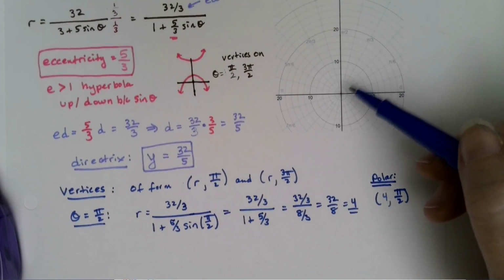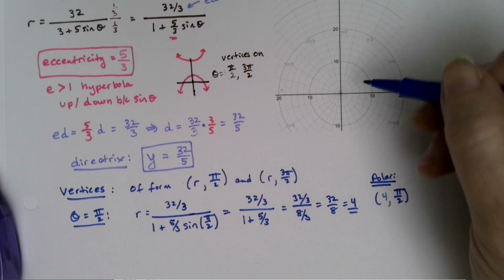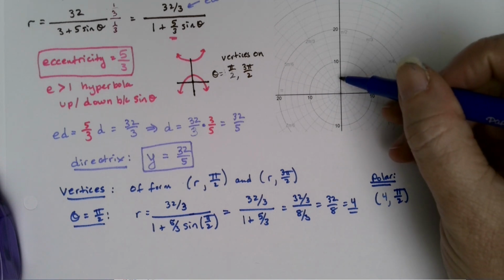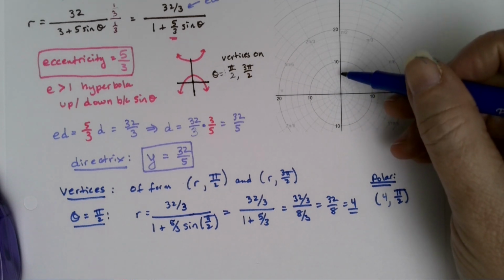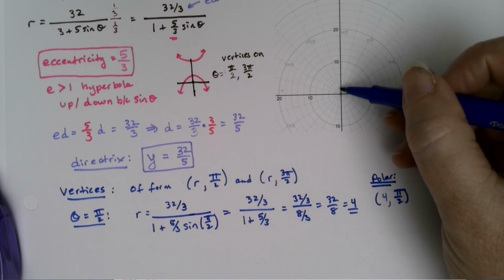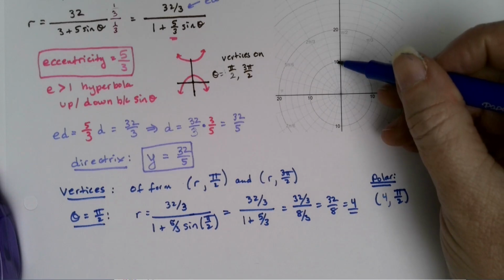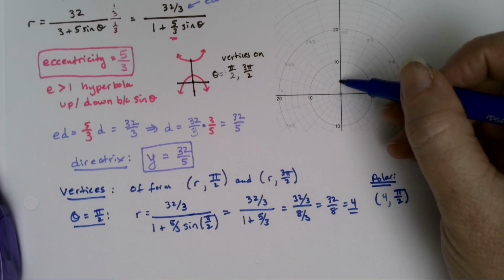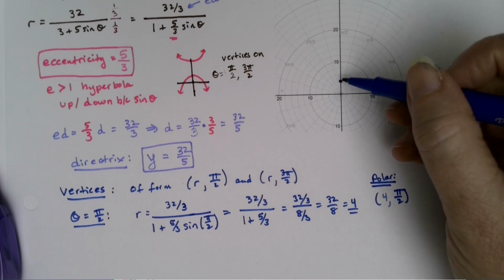Okay, so let's think about where that is for just a second here before I go any further. Pi over 2 is this line right here. So I would go to the angle pi over 2 and go up 1, 2, 3, 4. Now this is 10 here, so 2, 4 is right here. So that's vertex 1.